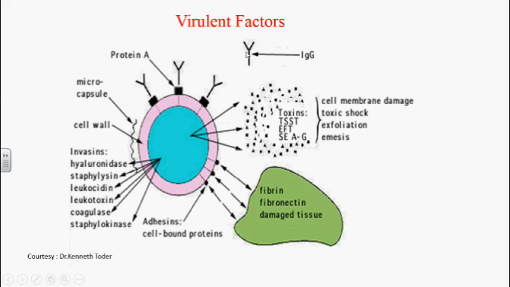These are the virulence factors that the Staphylococcus aureus organism has. It has protein A and a microcapsule which is made with polysaccharide. It has a cell wall with a lot of invasins: hyaluronidase, staphylolysin, leucocidins, leucotoxins, coagulase, staphylokinase. It has a lot of clumping factors which can bind to fibrin and fibronectin, ultimately damaging the cells. It can secrete exotoxins: toxic shock syndrome toxin 1, exfoliating toxin, and enterotoxins.